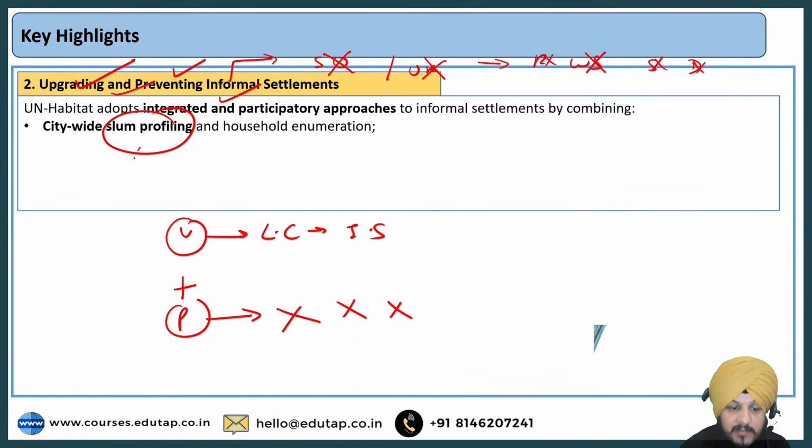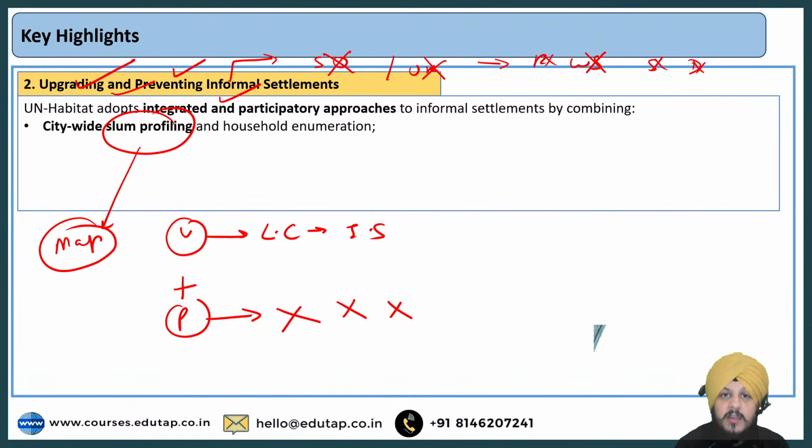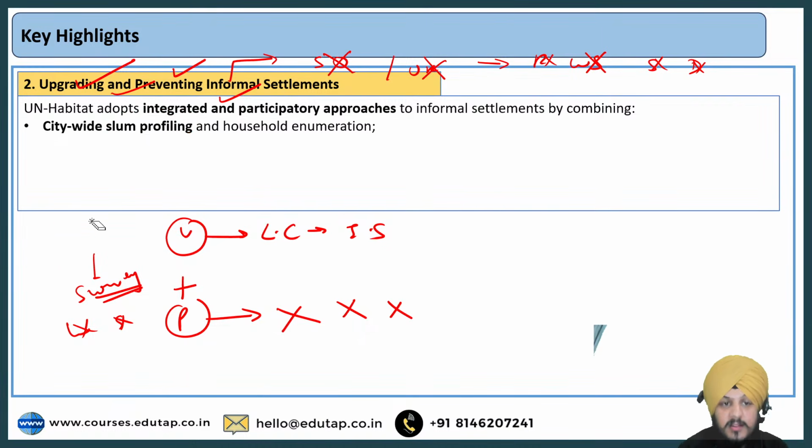Slum profiling basically means to map and collect detailed socio-economic and infrastructural data with respect to informal settlements. So it is just like a survey, right? The entire survey is done with respect to the different types of gaps that are there in services, for example, water, sanitation, electricity, different sorts of basic services. All these things are surveyed as a part of this slum profiling. This is a job that is performed by UN Habitat.